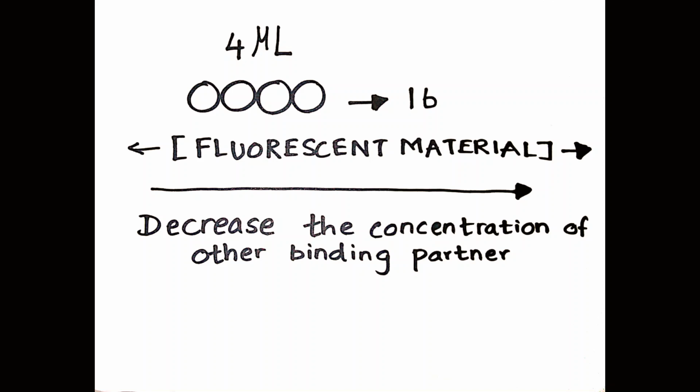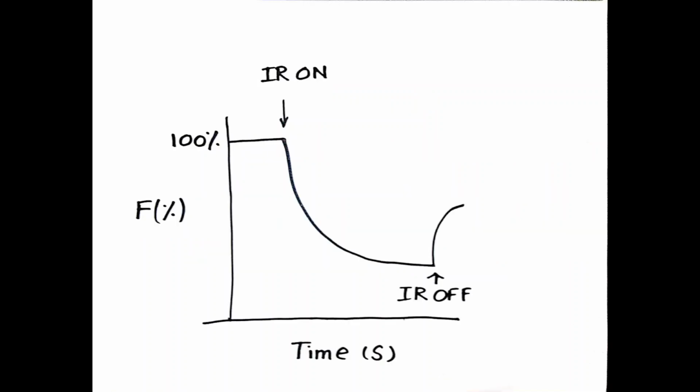In MST, we have a tray that can hold up to 16 capillary tubes. In each tube, we put a constant amount of our fluorescent molecule, but we decrease the concentration of our other binding partner as we go on. This is called serial dilution. When we turn on our IR source, these molecules move away from the heated spot. The graph looks like this.